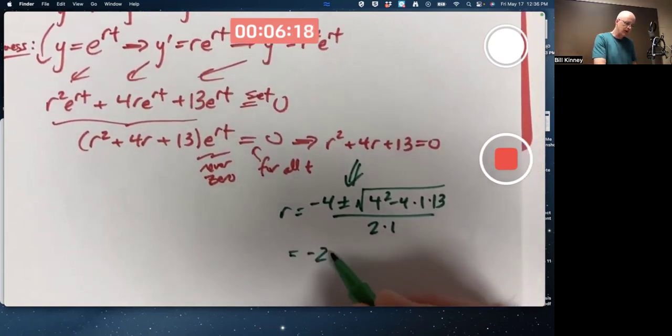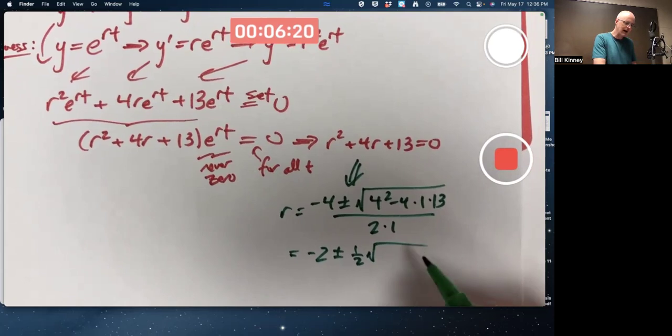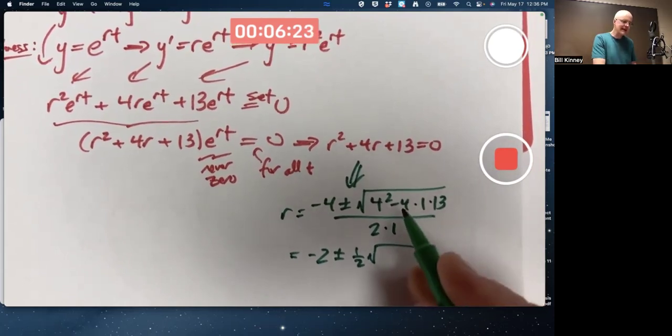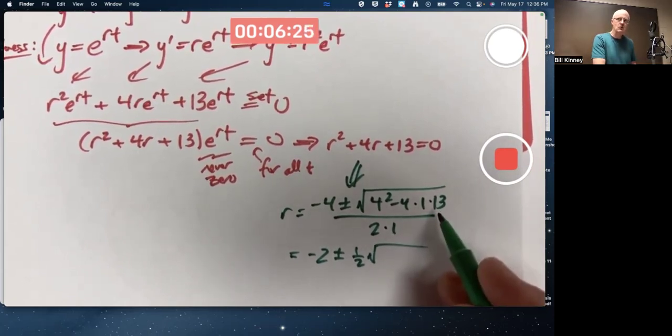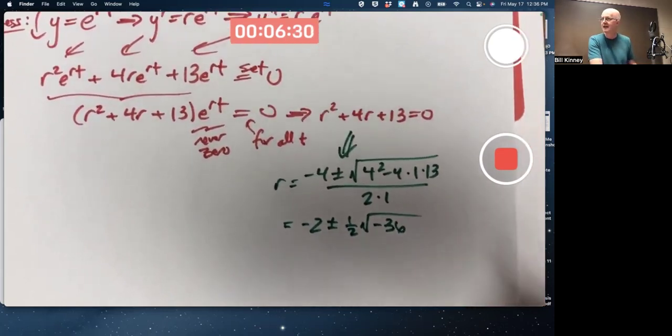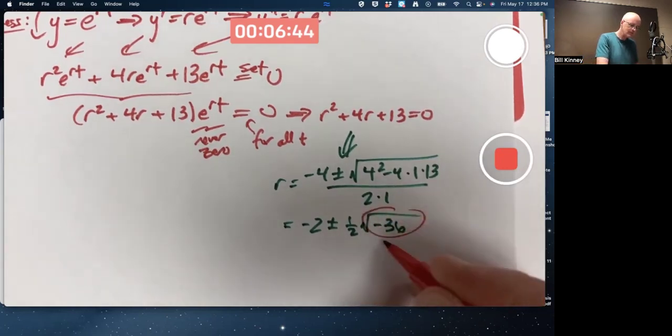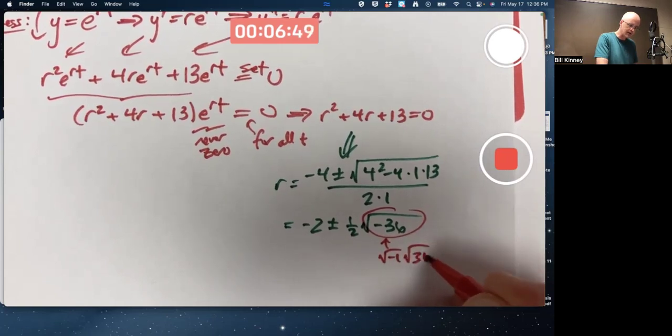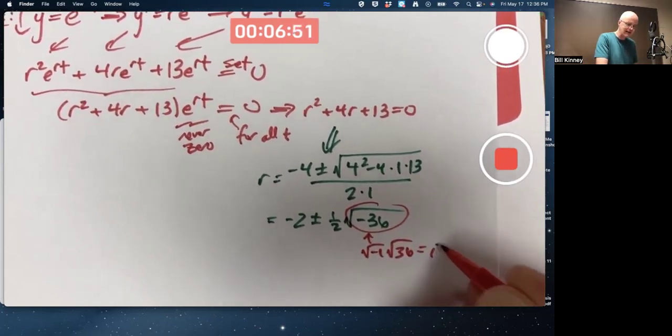This becomes -2 plus or minus 1/2 square root of 16 minus 52, which is -36. And so then we give up and we say there's no answer. No, there is an answer. This differential equation can be solved, and we can use this complex number to do it. Square root of -36 can be thought of as square root of -1 times square root of positive 36. In other words, i times 6.